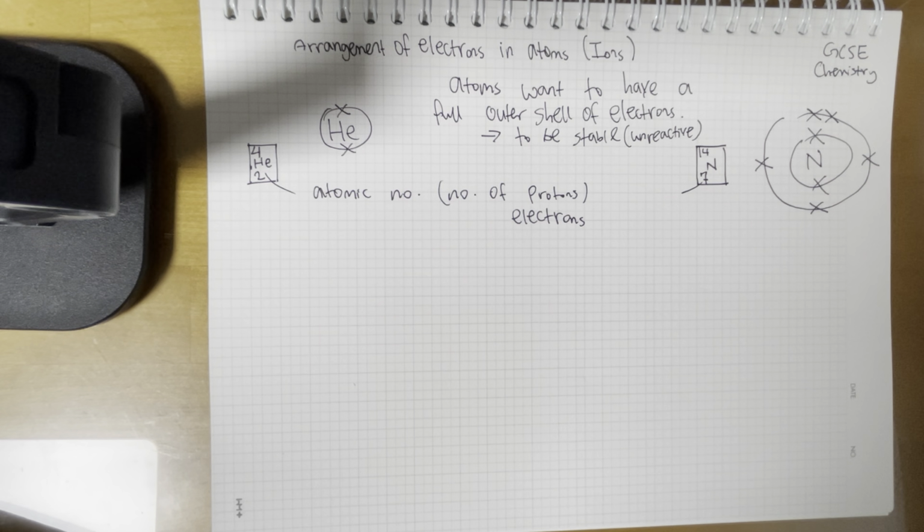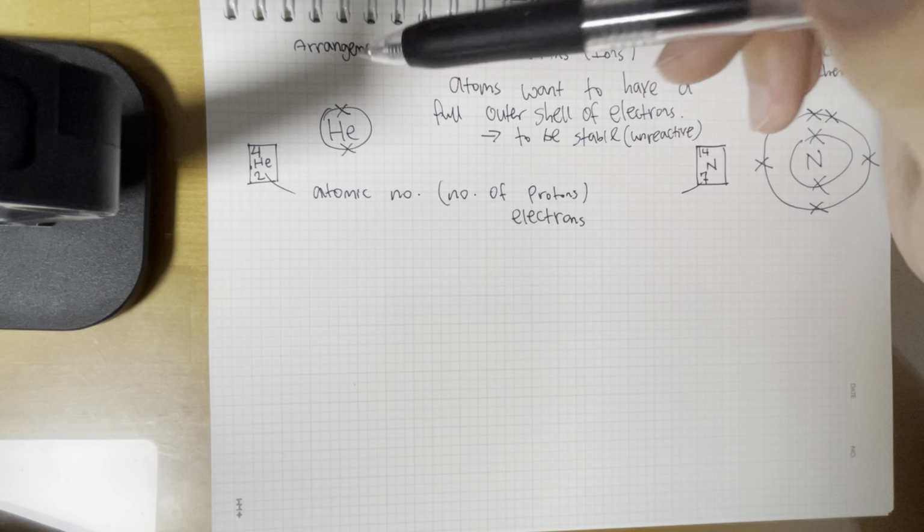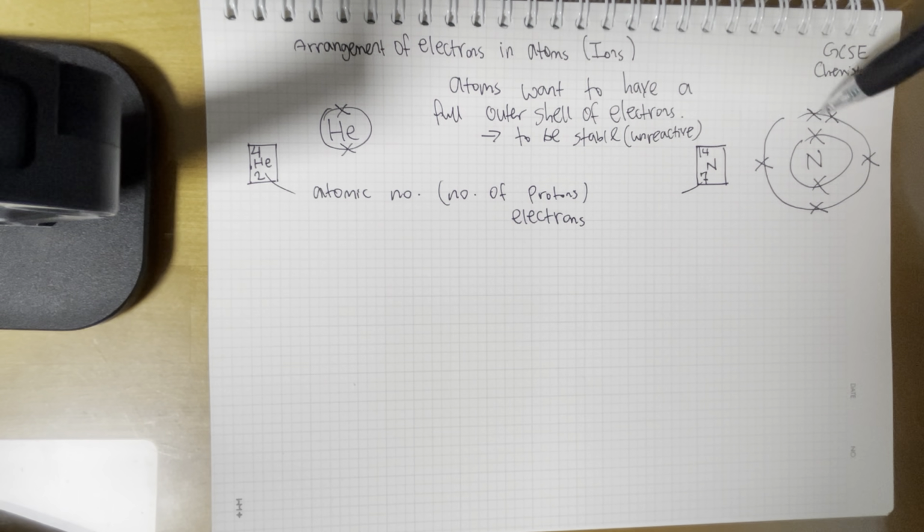It's living in the Maldives. It's rich. It has a luxury villa. It has everything it wants because it has a full outer shell of electrons. Now, you might be wondering, how is that possible when this has more than 2 in its outer shell?